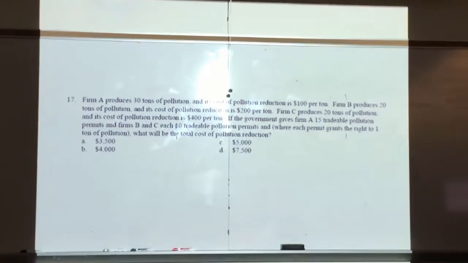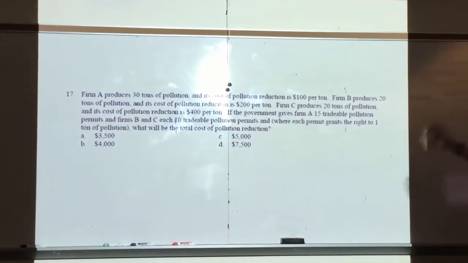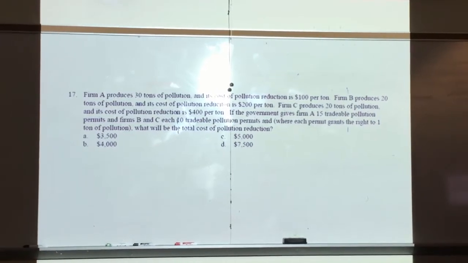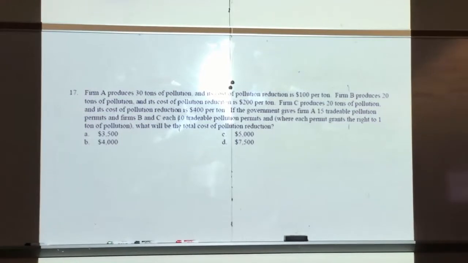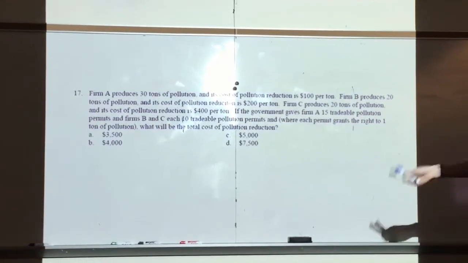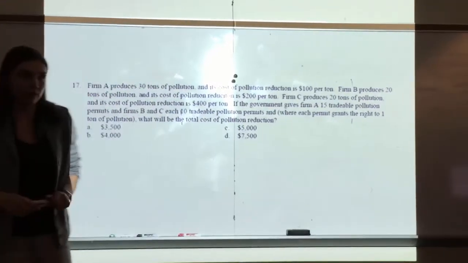So the government goes and gives 15 tradable pollution permits to A and 10 tradable pollution permits to B and C each. The question is, you allow them to trade those permits, right? What will be the total cost of pollution reduction when all is said and done?